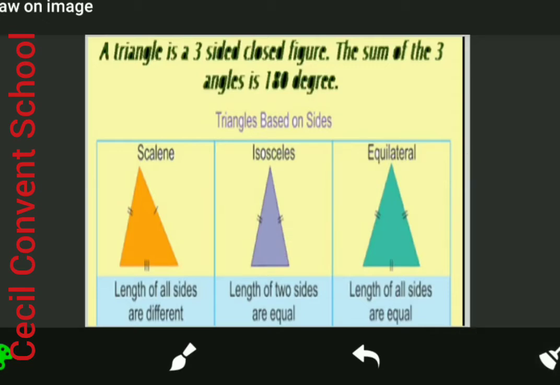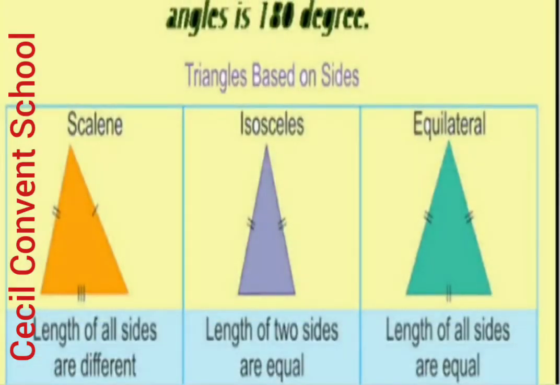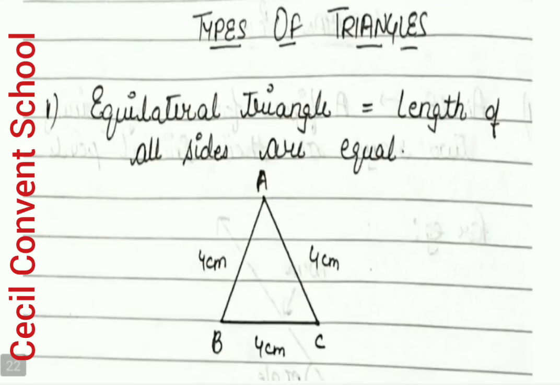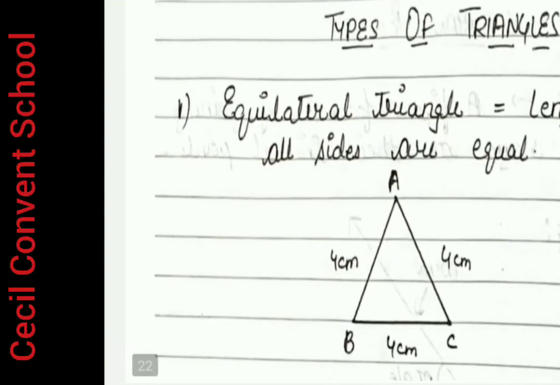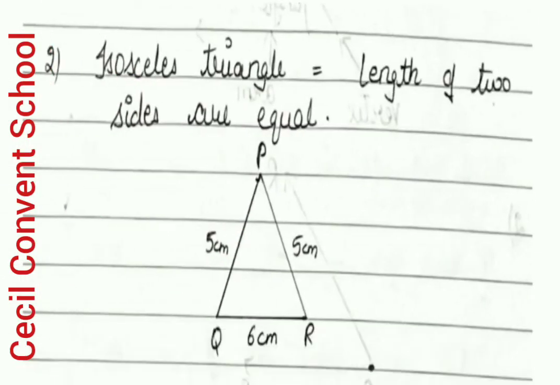Now one by one we write down the types of triangle in the copy. So students, now you have to write down this one point in the copy. Types of triangle: write down equilateral triangle, in which the length of all sides is equal. And this one triangle also you have to draw in your copy. Clear? Draw this triangle also in your copy. Now we do isosceles triangle. Isosceles means 2 sides are equal. So you write the length of 2 sides is equal, and with this you have to make this diagram also. Clear?